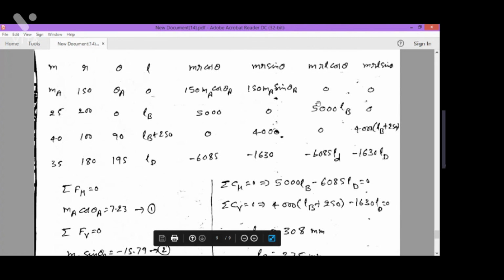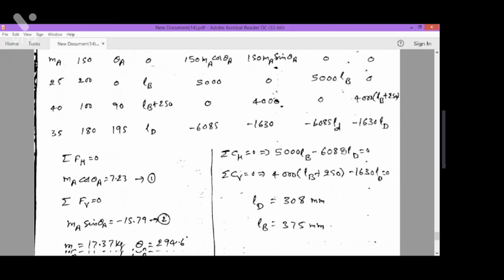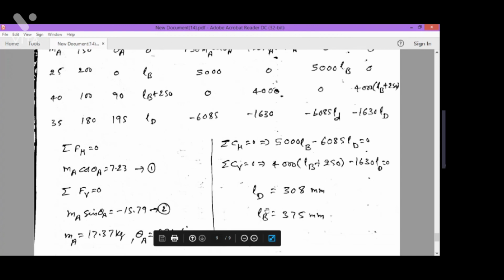Then take sum of all vertical components equal to 0. You will get another equation. Sum of all couple components equal to 0. You will get two equations. Solve them. You will get unknowns.